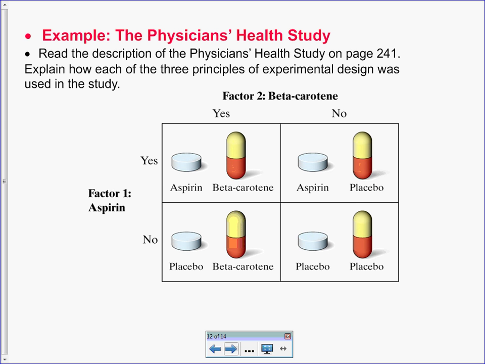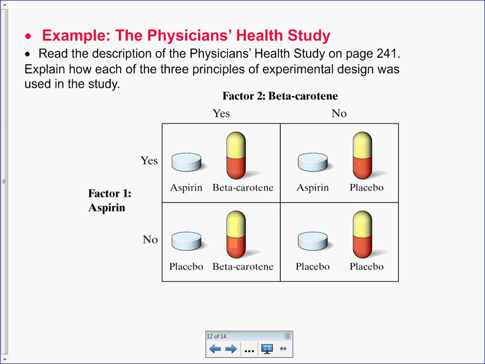Here's an example. You can read this on page 241 of your book. Basically, they wanted to see if aspirin or beta carotene reduced the risk of heart attack. I paused during that announcement. Hold on, let me look at the book. Yep. And so what they did is they did a randomized study.